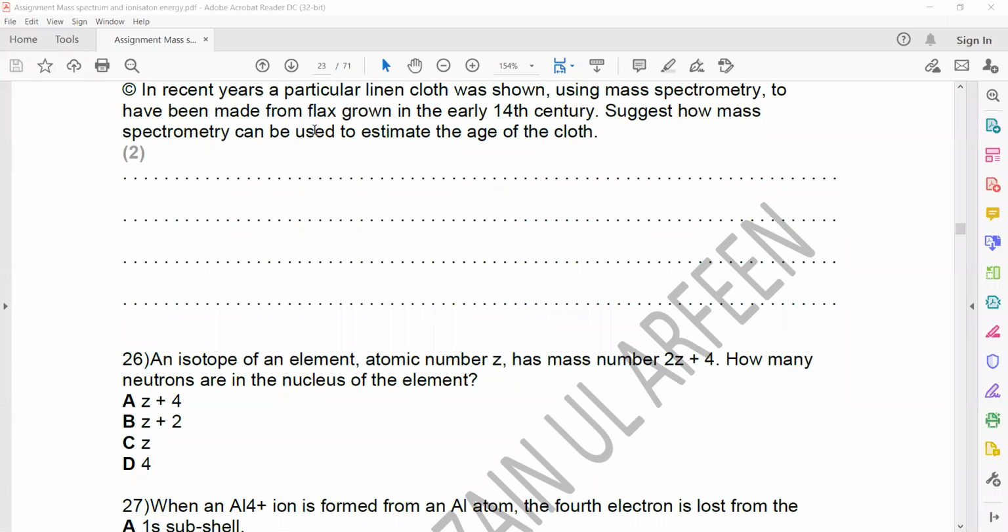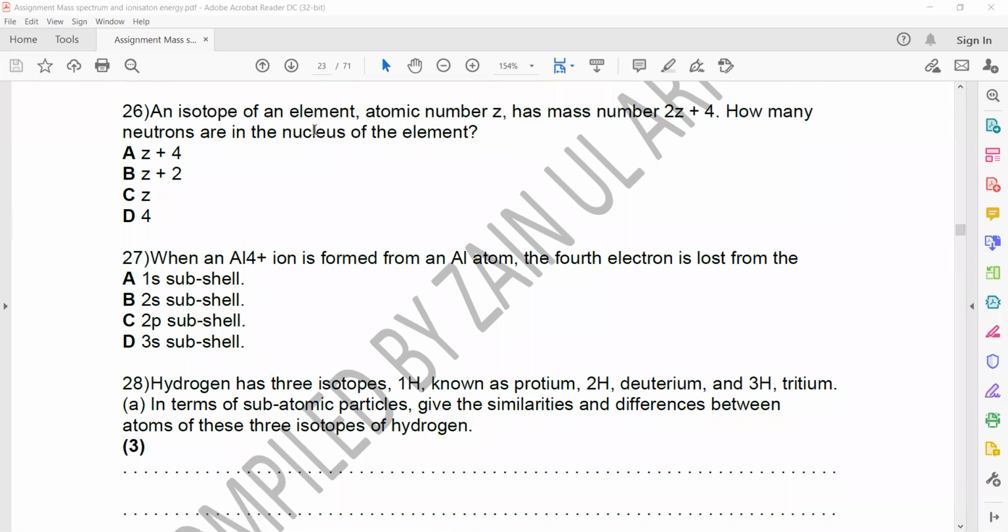Next question. An isotope of an element, atomic number Z, has a mass number 2Z plus 4. How many neutrons are there? So how to find the number of neutrons? Take the difference: the mass number is 2Z plus 4, the atomic number is Z. So the mass number minus the atomic number will be Z plus 4, so A is the right answer.